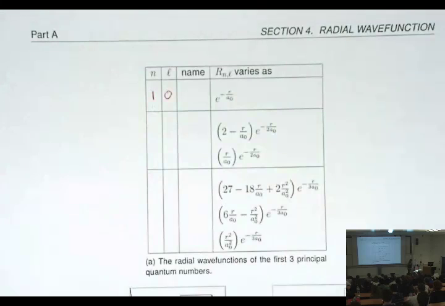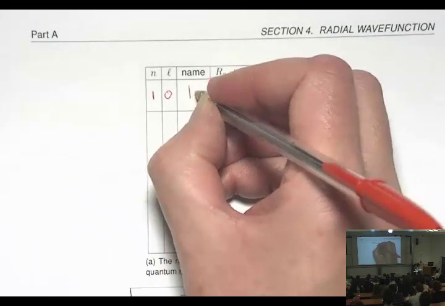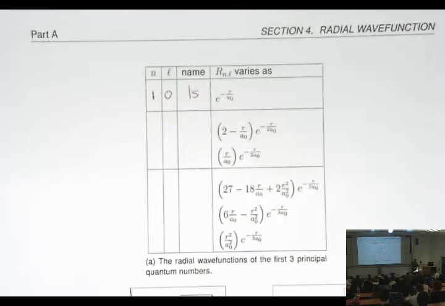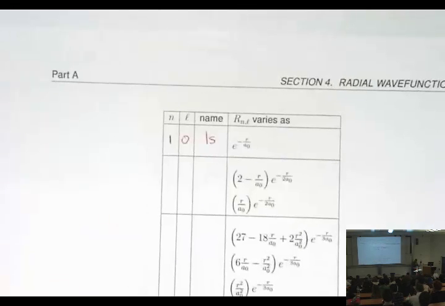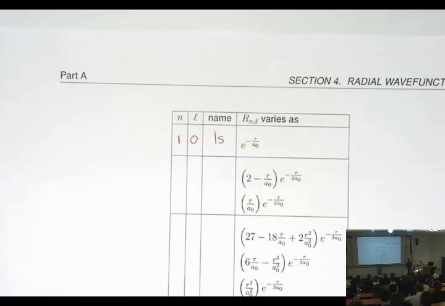And because this was done ages ago, we have to give everything names, because the chemists did this. So this is called a 1s state. That's what the chemists call it. In fact, that's what the physicists call it as well. That's why I single out chemists. 1s state: 1 because the principal quantum number is 1, and s because L equals 0. We'll write this down a few times just to make sure that everybody's figured this out.